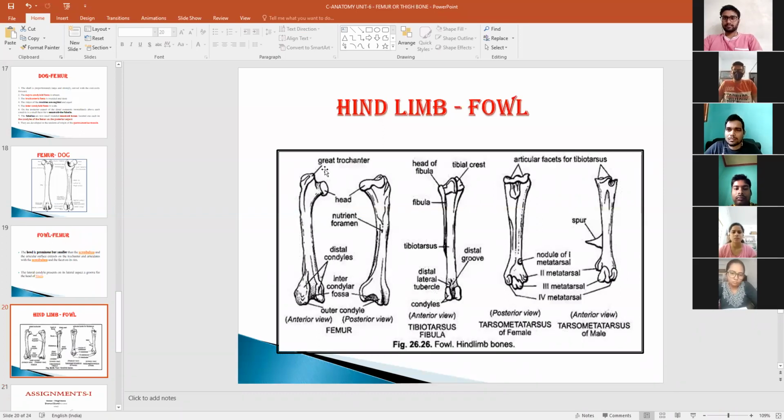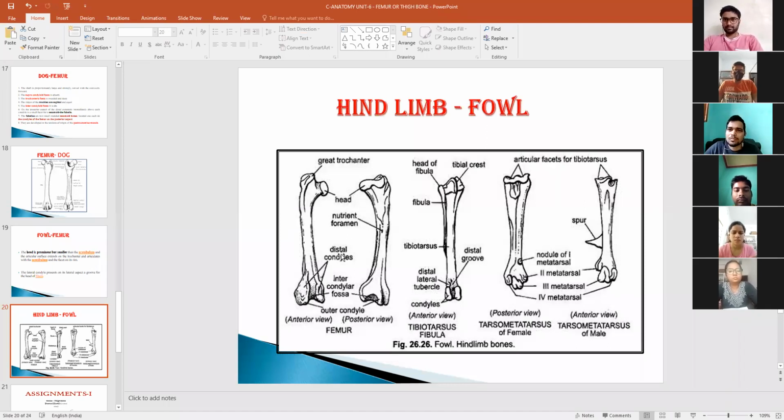First point is that this great trochanter, the trochanter major, is located just above the head. Head is rounded but is in a position not like the other species. It forms about 90 degrees from the shaft. This is the shaft and this is the head. So it attaches with the acetabulum at a 90-degree position. Now this condyle, this is the lateral condyle, this is the medial condyle.